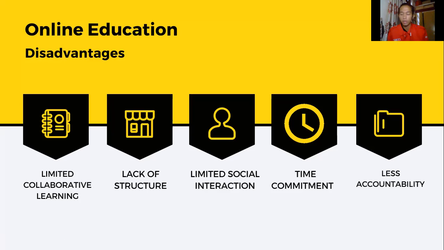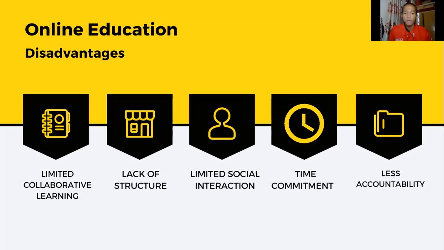The third point is limited social interaction. Because there's no one around you, you will have limited social interaction, except if you are having a conference room online, such as in Zoom or Google Classroom. And time commitment. I'm saying time commitment is a disadvantage because you will have to keep your schedule to do these online courses, not like school, where you attend the school and you are able to do something else after school.